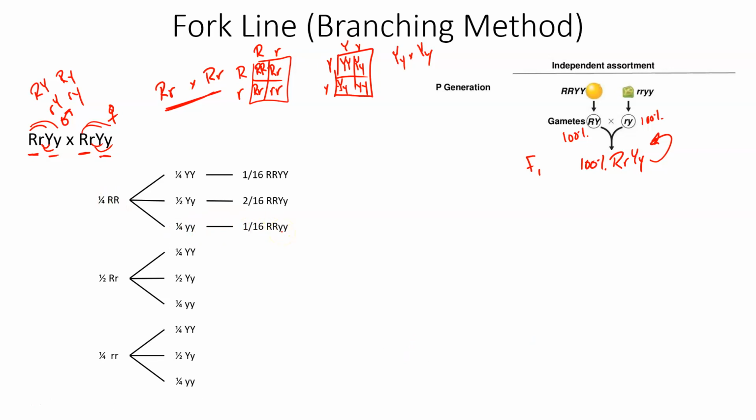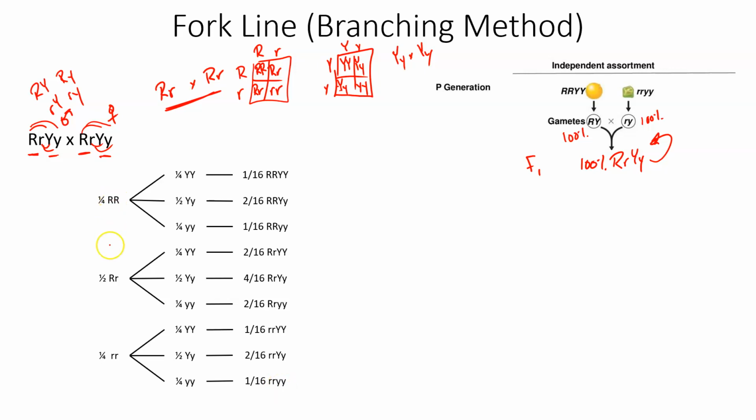And we just continue to put them together. 1/2 times 1/4 is 2/16, big R, little r, big Y, big Y. 1/2 times 1/2, 4/16, or 1/4, big R, little r, big Y, little y. 1/2 times 1/4, 2/16, big R, little r, little y, little y. 1/16, little r, little r, big Y, big Y. 2/16, little r, little r, big Y, little y. And the last one, 1/16, little r, little r, little y, little y.